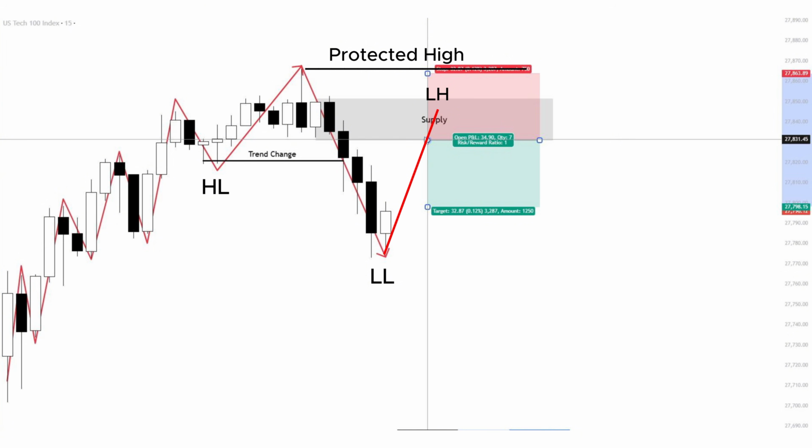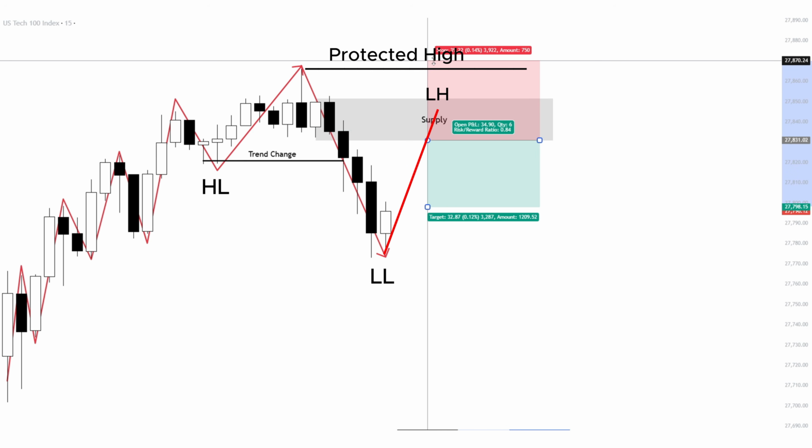Now the question is, where would the stop loss and take profit levels make sense to place? The stop loss is the easiest one to think of. The most logical placement is above the last high since we do not expect it to break to the upside. And what about the take profit?